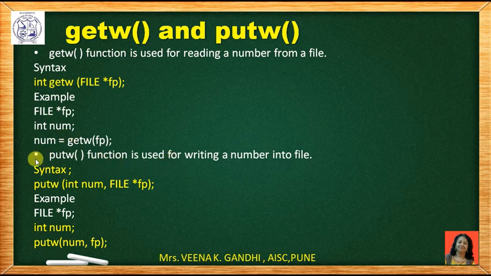Next function is the putw function. It is used for writing a number into a file. Again here, putw, the number that we want to write into the file, and the file pointer. Now here the file pointer is opened in write mode. In getw, the file is opened in read mode. So FILE *fp, then int num. So putw(num, fp). So that number we want to write into the file, stored in num, and putw(num, fp).